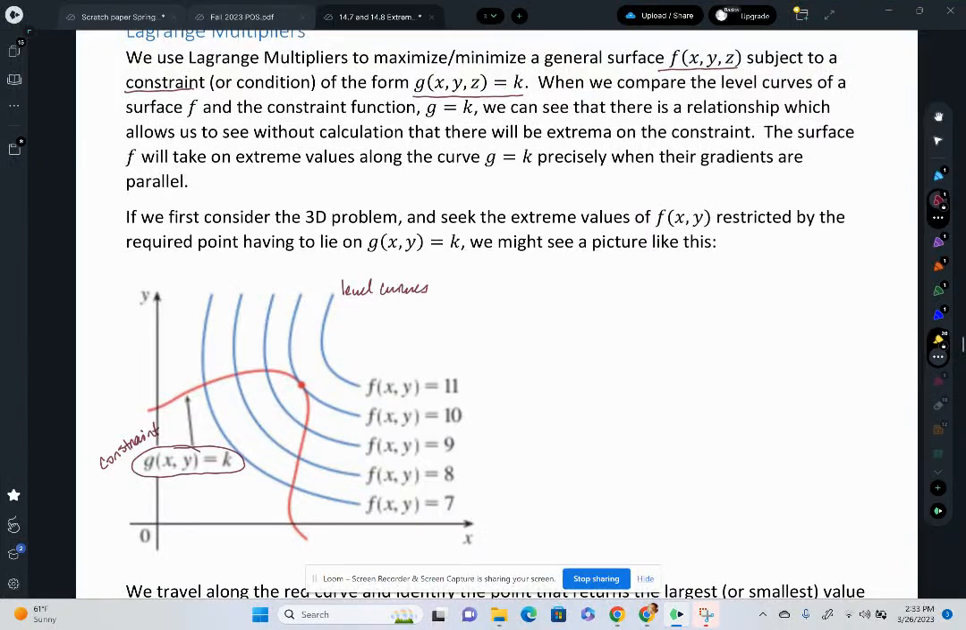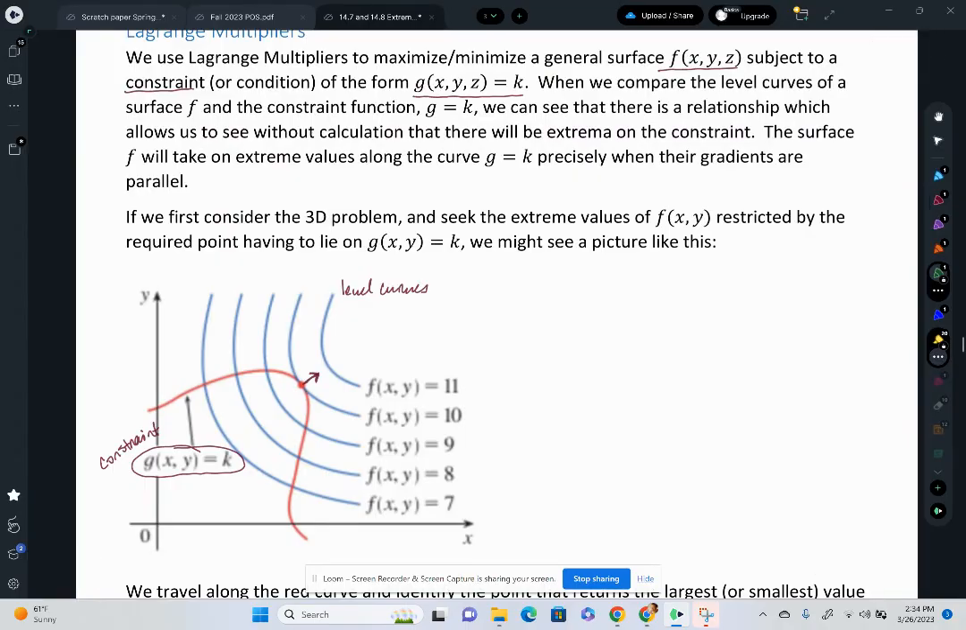And so what we want to see is where the constraint and the level curves would have a parallel gradient vector. So for example, right here where this point is, if I was to draw a gradient vector, remember a gradient vector will be normal to a curve. So that gradient vector is not only normal to the level curves, it is also normal to the constraint function.